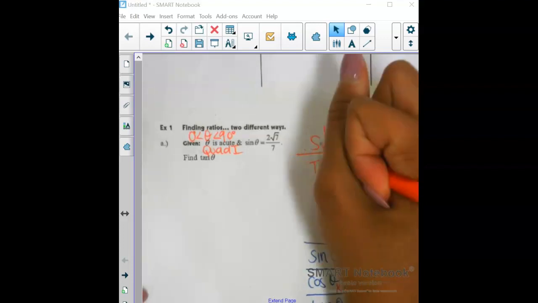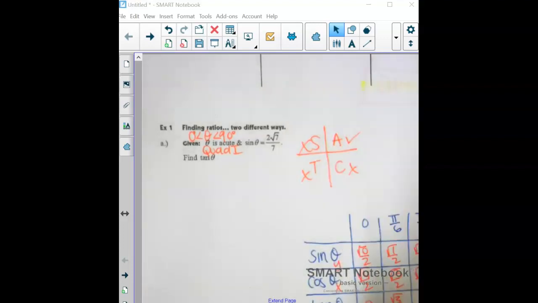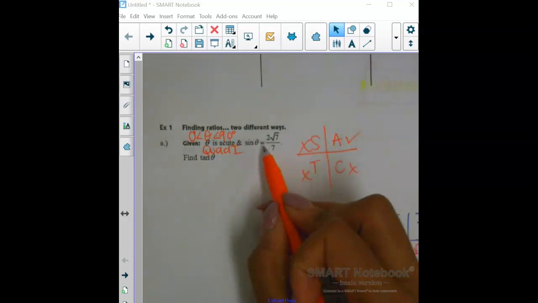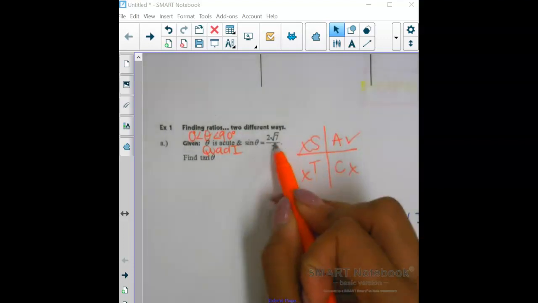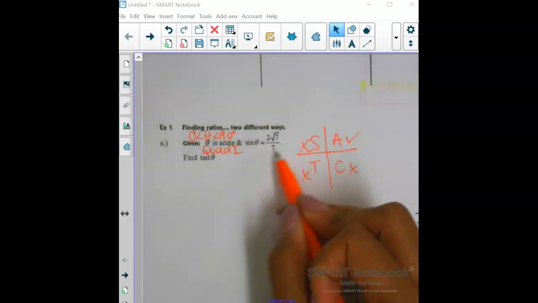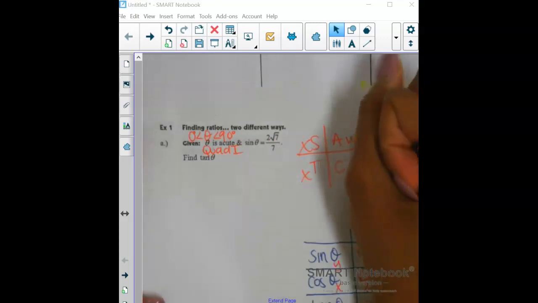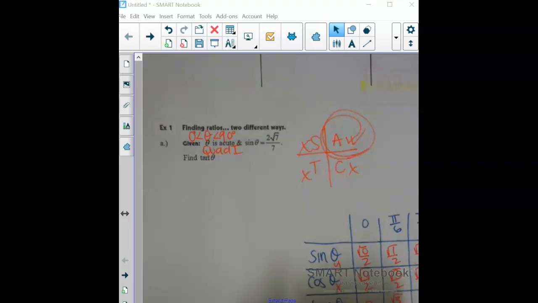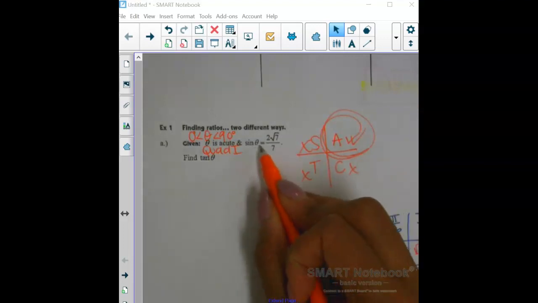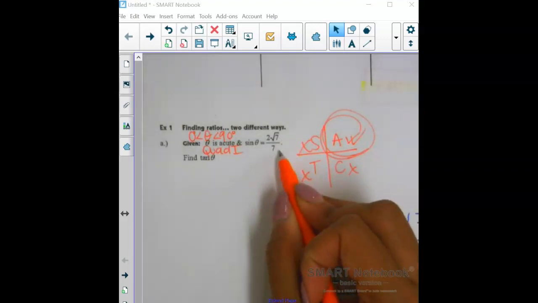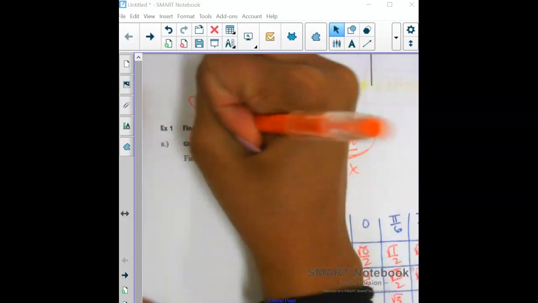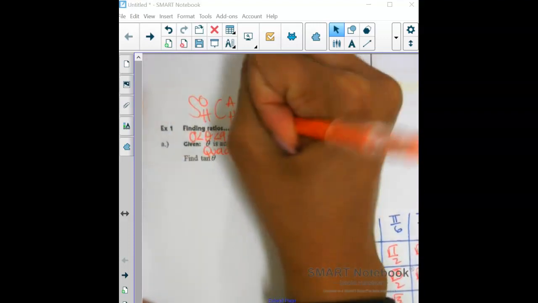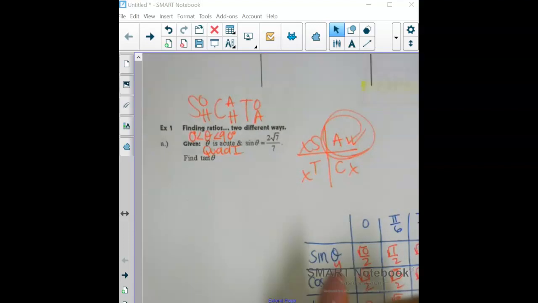So it needs to be here, can't be here, can't be here, can't be here. That also means that if sine of theta is 2 square root 7 over 7, notice that this whole answer is positive. So whatever answer I look for, it's going to need to be in quadrant 1 for sure. Okay, well, let's think about this sine theta, 2 square root 7 over 7. I'm going to write out SOHCAHTOA. And I want you guys to think.